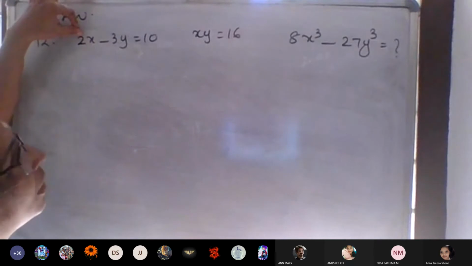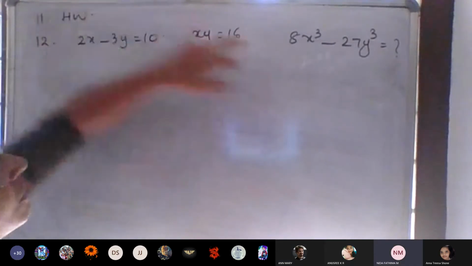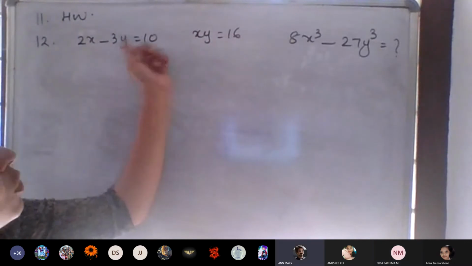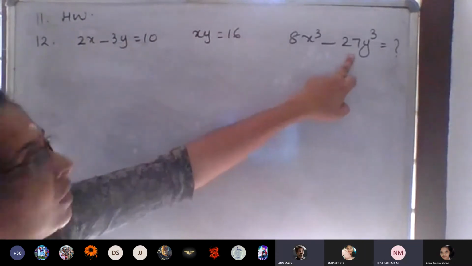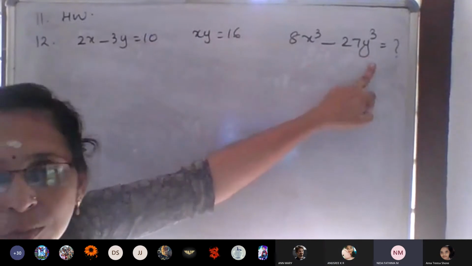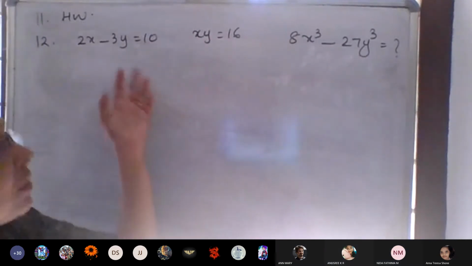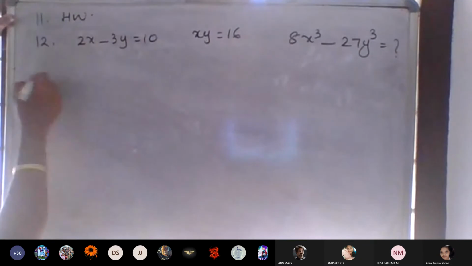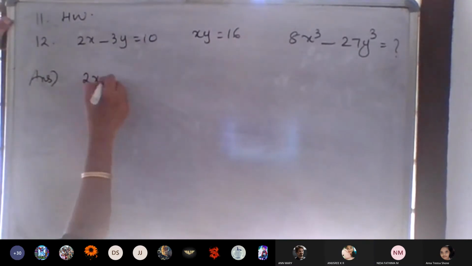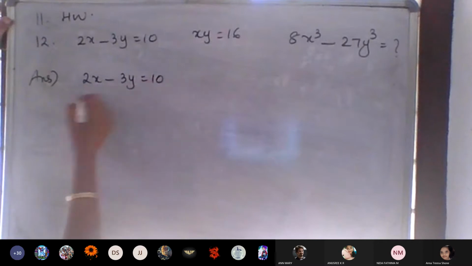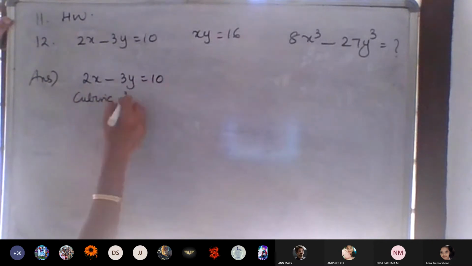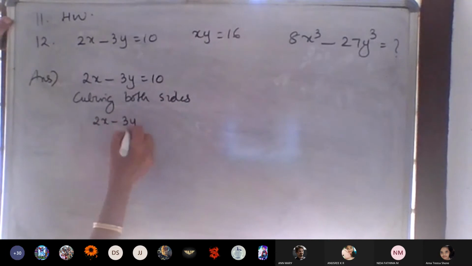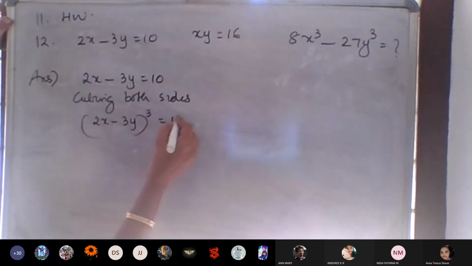So 2 cube is 8, x cube is x cube. Similarly, 3 cube is 27, y cube is y cube. So if we do something with this, then we will get the answer. Cubing: 2x minus 3y is equal to 10 we have. So cubing both sides, 2x minus 3y the whole cube is equal to 10 cube.